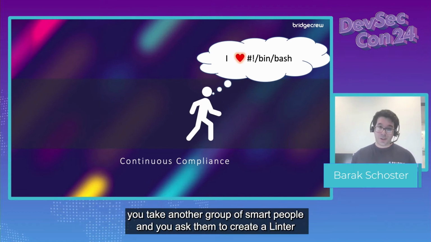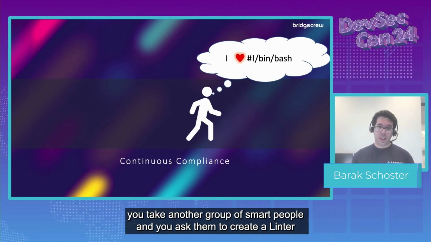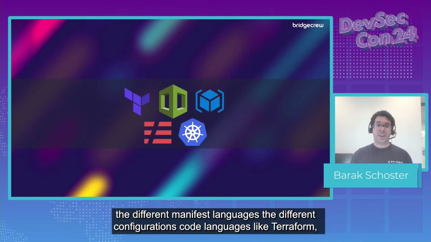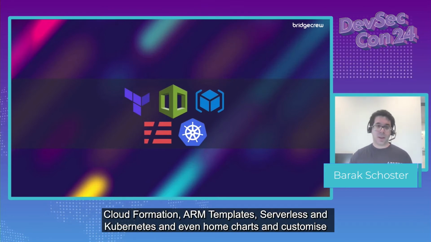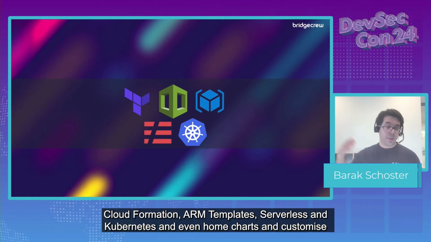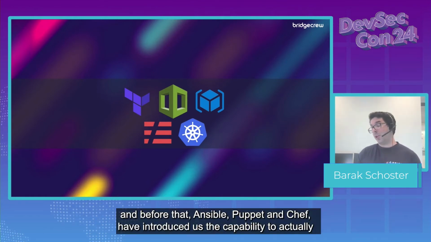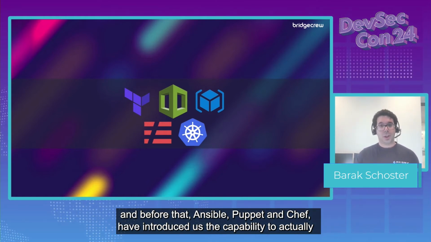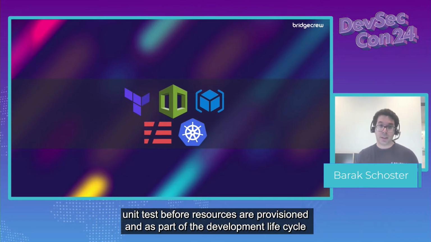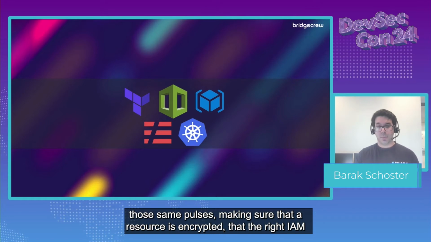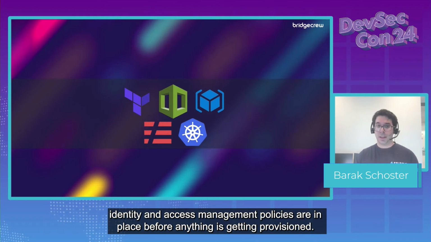So you take another group of smart people and you ask them to create a linter. The different manifest languages, the different configuration as code languages like Terraform, CloudFormation, ARM template, serverless, and Kubernetes, and even Helm charts and Kustomize, and before that, Ansible, Puppet, and Chef, have introduced us to the capability to actually unit test, before resources are provisioned and as part of the development lifecycle, those same policies, making sure that a resource is encrypted, that the right IAM, identity and access management policies are in place before anything is getting provisioned.